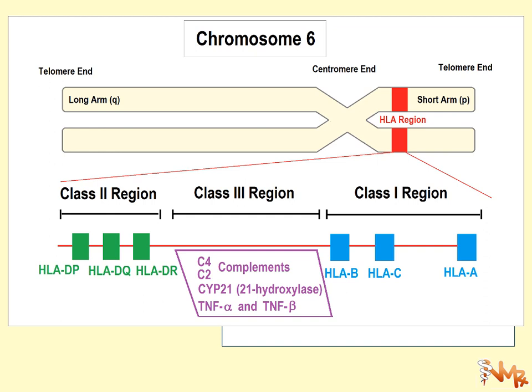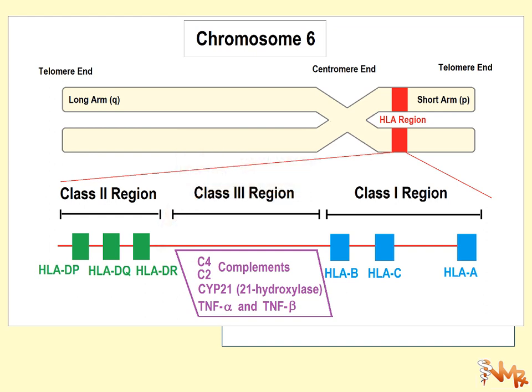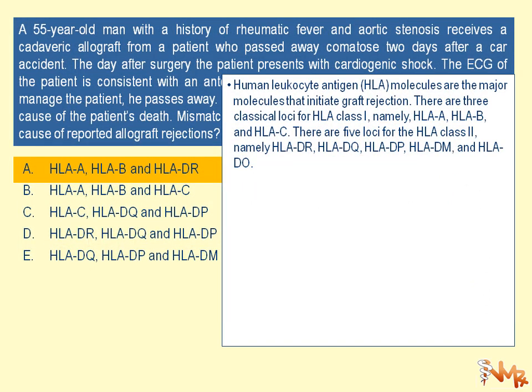There are 3 classical loci for HLA class 1. These are A, B, and C. So remember, class 1, number 1, goes with one letter: A, B, or C. But there are 5 loci for HLA class 2. These are HLA-DR, DQ, DP, DM, and DO. Again, HLA class 2 goes with 2-lettered HLAs, DR, DQ, and so on.